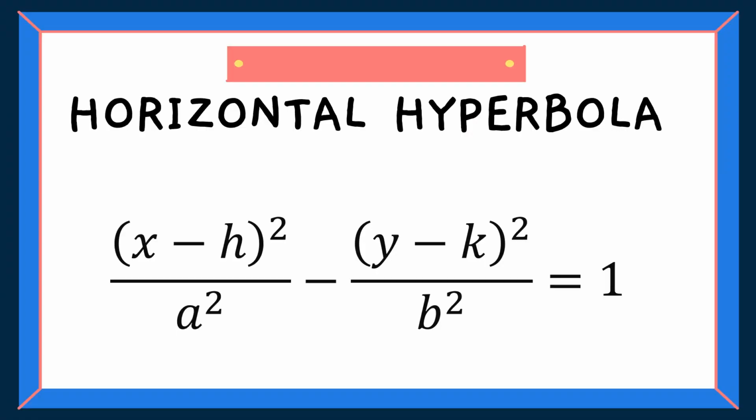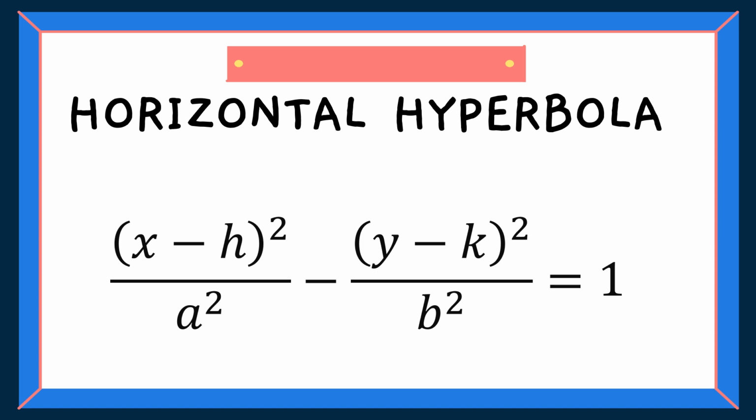The first one is the horizontal hyperbola, represented by (x minus h) squared over a squared minus (y minus k) squared over b squared equal to 1, where we can see that the first term of our numerator is the variable x minus h. So if the variable x is present on the first term of the numerator, it indicates that your hyperbola is a horizontal hyperbola. And then a squared and b squared are on the first denominator and second denominator respectively.